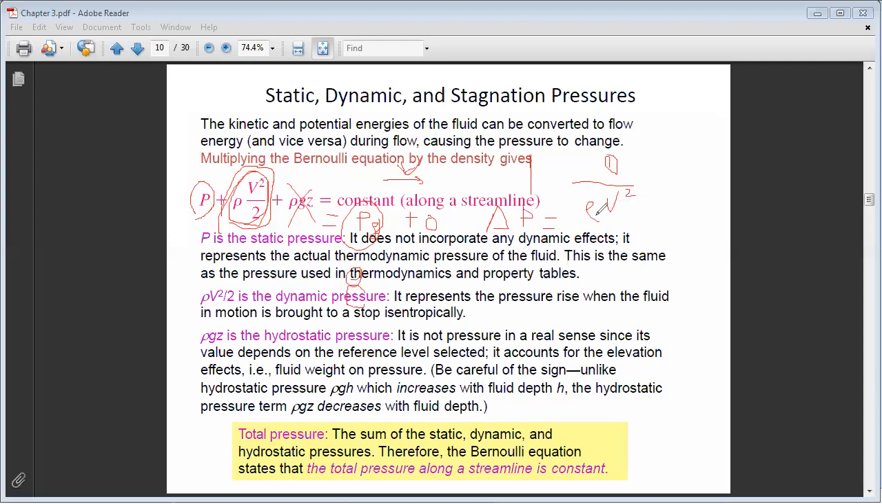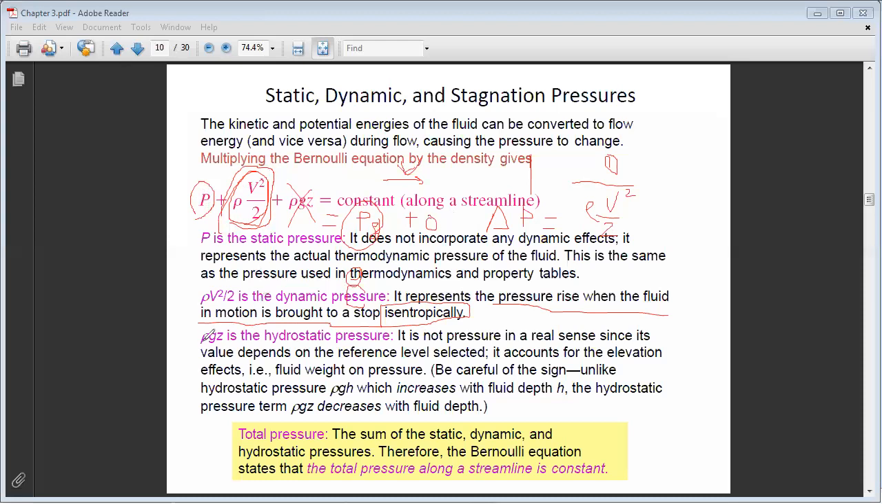So we define the dynamic pressure as the pressure rise when the fluid in motion is brought to a stop isentropically. Isentropically means without losses. So I can still apply the Bernoulli equation.